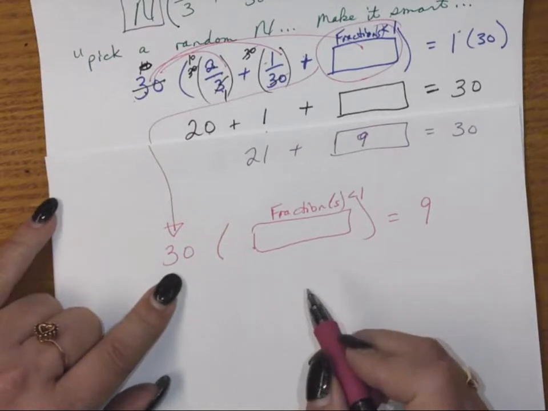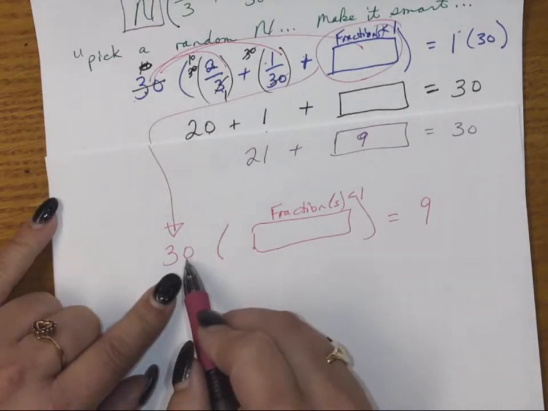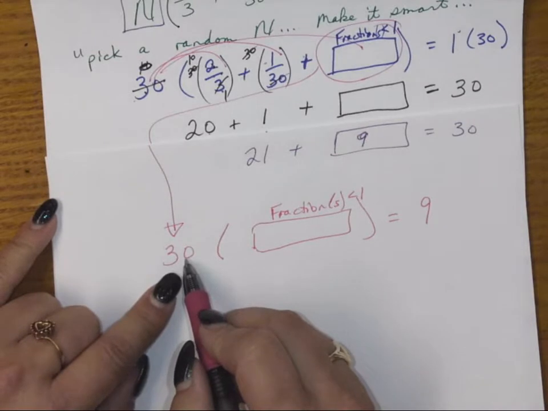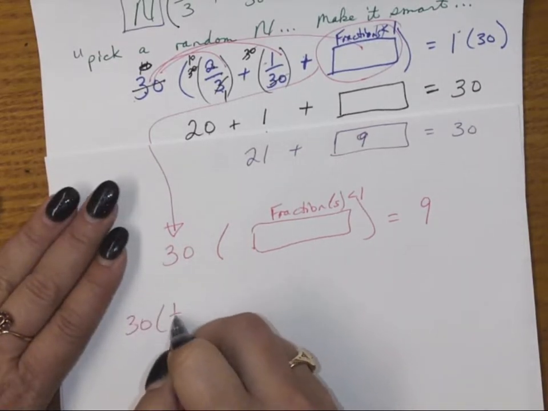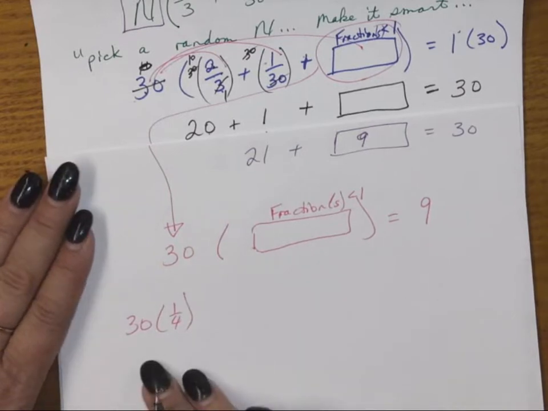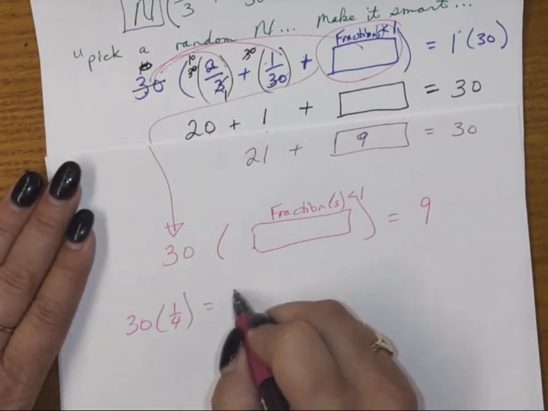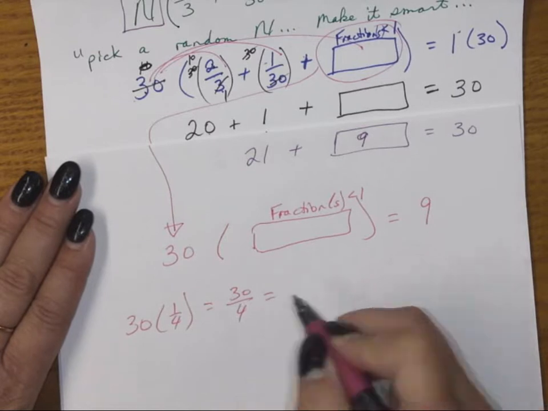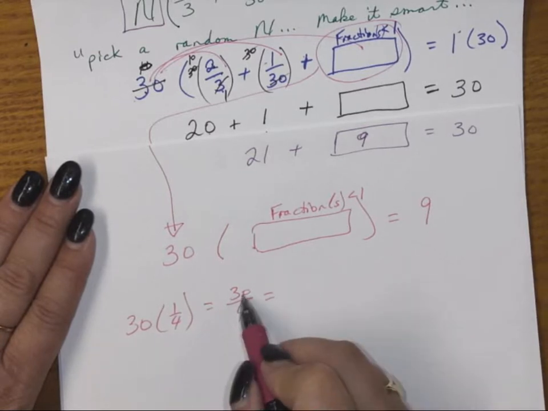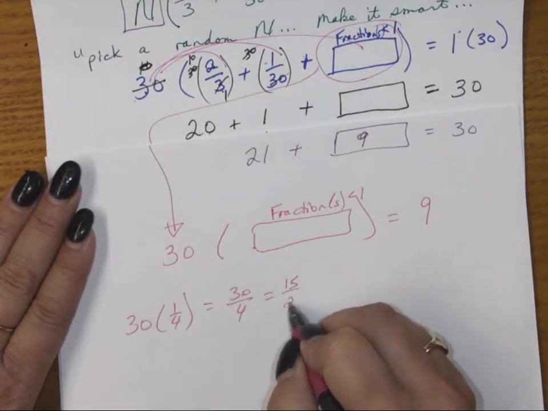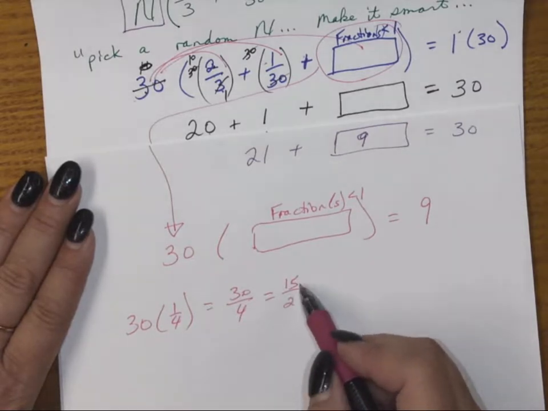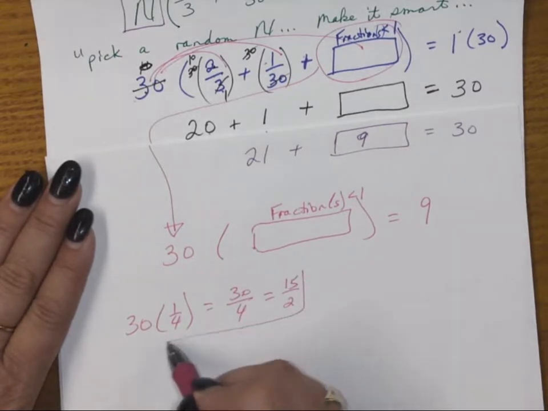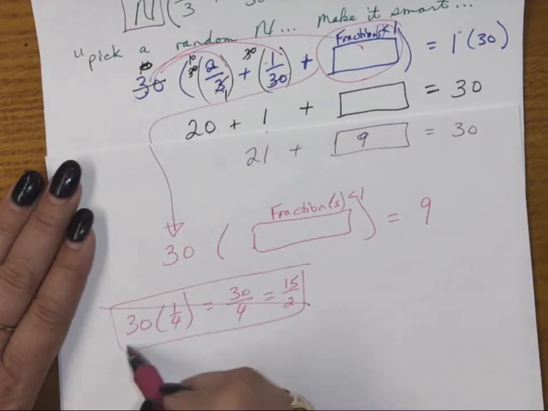For instance, if I use 4 here, 30 times 1/4, I don't want to do that, right? Because 30 over 4 doesn't reduce out nicely. That's going to be 15 over 2, and that's ugly, and we know that's not a fraction that they're going to use. So we don't want that. We want something that's going to be a nice, pretty whole number.